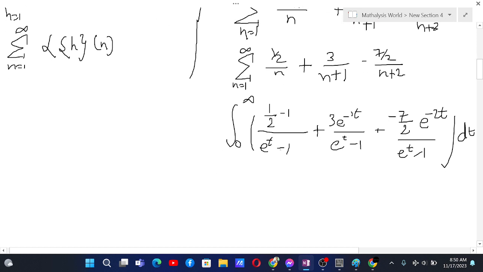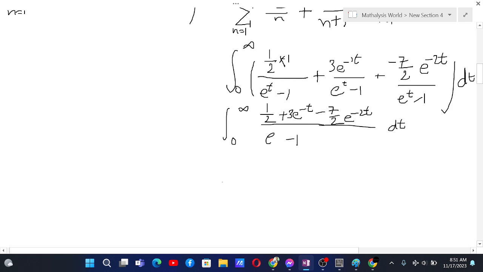Now we can take the LCM because all of the denominators are the same. So e to the power t minus 1, and this one. Yeah, this was the product one, I guess. Okay, so we have 1 by 2 plus 3 to the power minus t minus 7 by 2 to the power minus 2t dt.